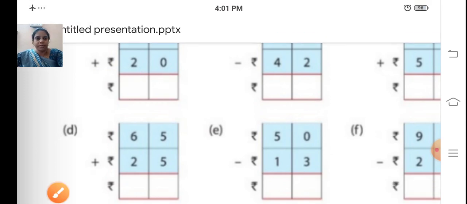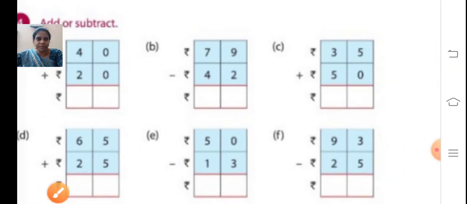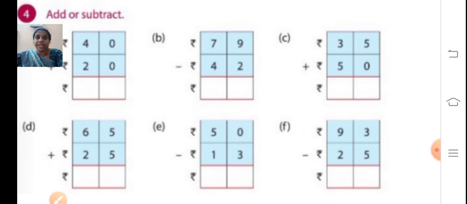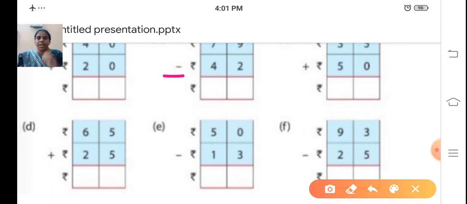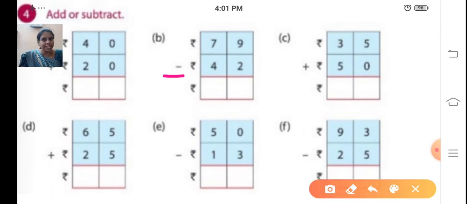Next, the second one. Just see the sum. 79 minus, this is a subtraction sum. 79 rupees minus 42 rupees. Shall we do subtraction now? First we'll subtract these two numbers. 9 minus 2. Start from number 2, count forward till you reach 9. After 2: 3, 4, 5, 6, 7, 8, 9. So 9 minus 2 is 7.